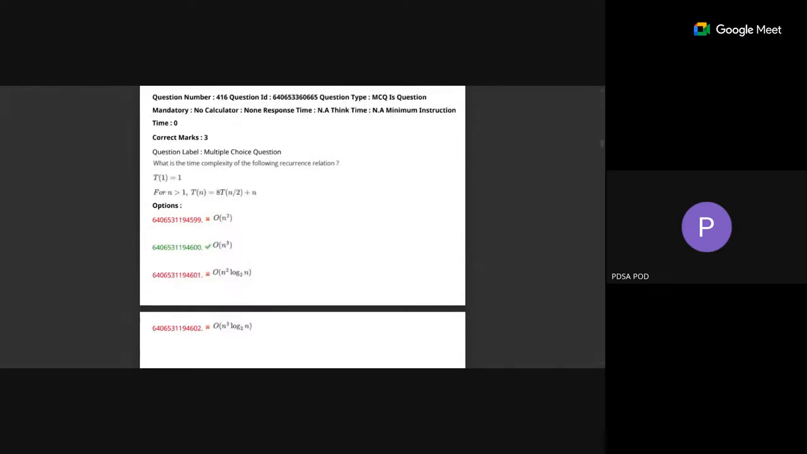So now, what is the time complexity of the following recursion? It's n cube. Why is it n cube? So it's increasing, which means when it is increasing, the series is growing exponentially. It means n to the power of log c base r. Here, consider the c value and r value. C is 2 and r is 8. So log to the base 2 of 8 will be 3. So that is n cube, we got it.